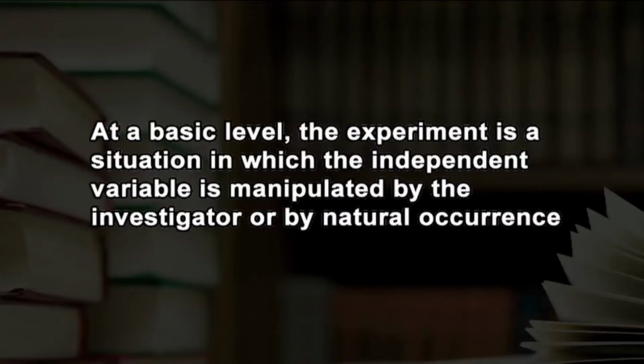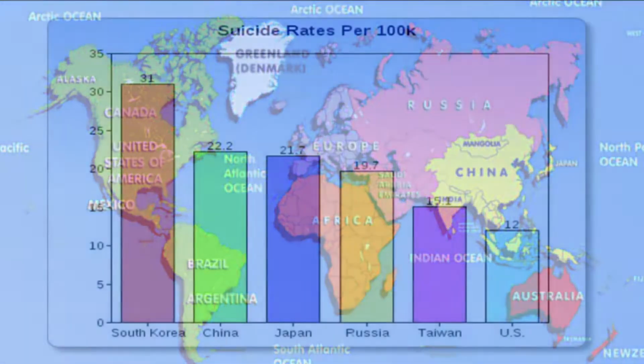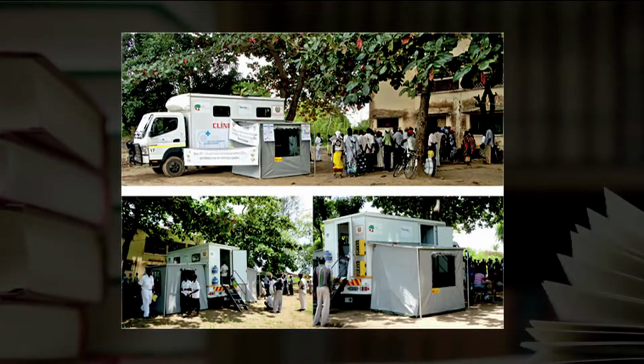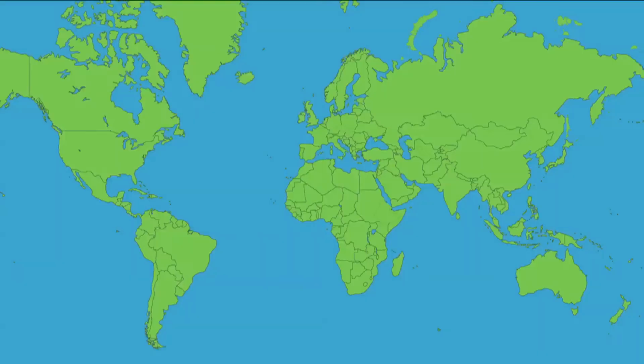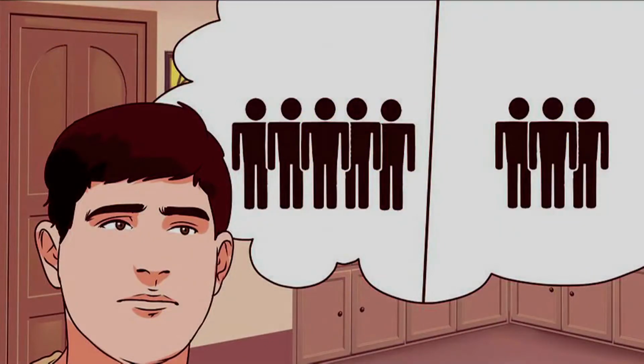The natural experiment: at a basic level, an experiment is a situation in which the independent variable is manipulated by the investigator or by natural occurrence. An investigation in a situation in which the experimental setting has been created naturally is known as a natural experiment. Natural experiments worldwide include examination of whole populations, such as suicide rates, analysis of use of health facilities, or of giving birth in relation to cash incentives to use health facilities, and analysis of all-cause and cause-specific mortality in populations, and so on.